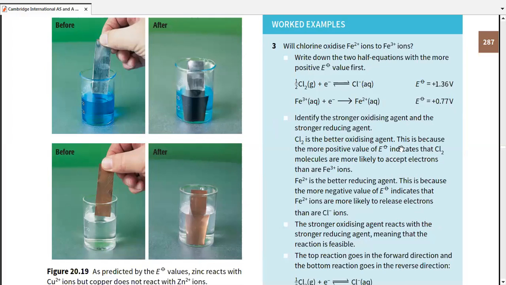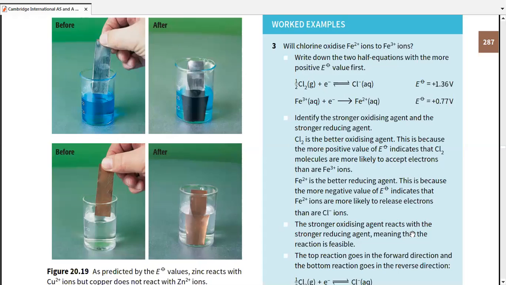Cl2 is the better oxidizing agent because the more positive value of E0 indicates that Cl2 molecules are more likely to accept electrons than the Fe3+ ions. Right? With a higher positive value, this will tend to get reduced. So Cl2 will get reduced, hence a better oxidizing agent. Are we clear about the first point? Yes, sir. Okay, moving on to the second point.